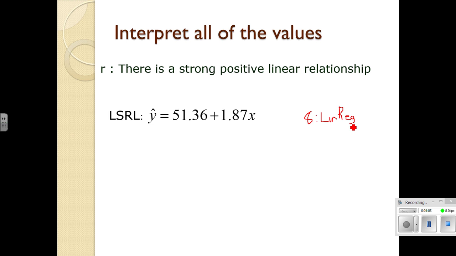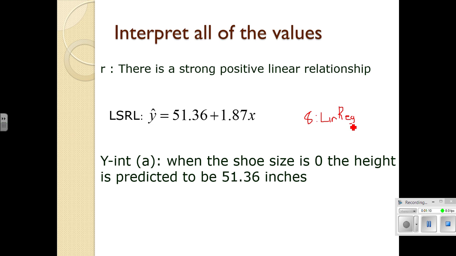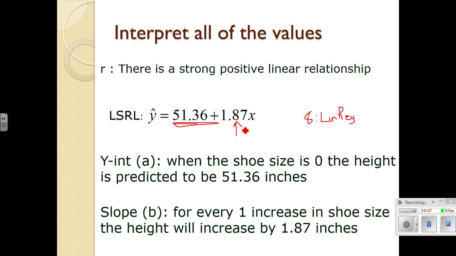And then in order to interpret those, that's just using those templates we talked about yesterday. So the y-intercept of 51.36 tells us when the shoe size is 0, the height is predicted to be 51.36 inches. Here, you can't have a shoe size of 0, so this is one of those y-intercepts that doesn't have a practical application. The slope, at 1.87, tells us that for every one increase in shoe size, the height increases by 1.87 inches. As your shoes get bigger, you get taller.